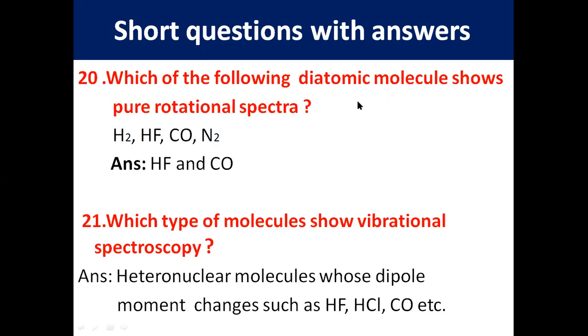Which of the following diatomic molecules shows pure rotational spectra? Out of these, HF and CO show pure rotational spectra, because a molecule will show rotational spectra if it has a dipole and its dipole moment changes. Since HF and CO have a dipole, a positive pole and a negative pole, they have a dipole moment. So only HF and CO can show the rotational spectra, whereas H2 and N2 cannot show rotational spectra.